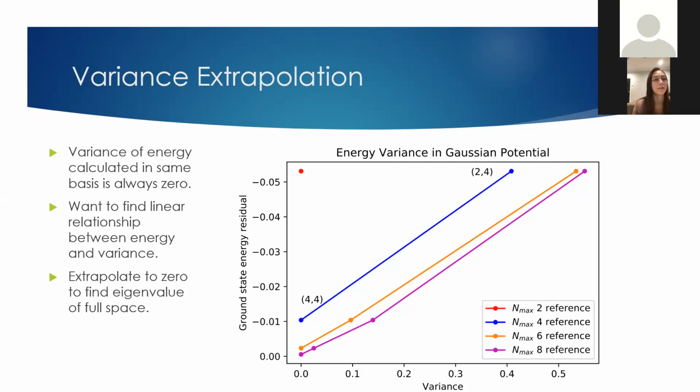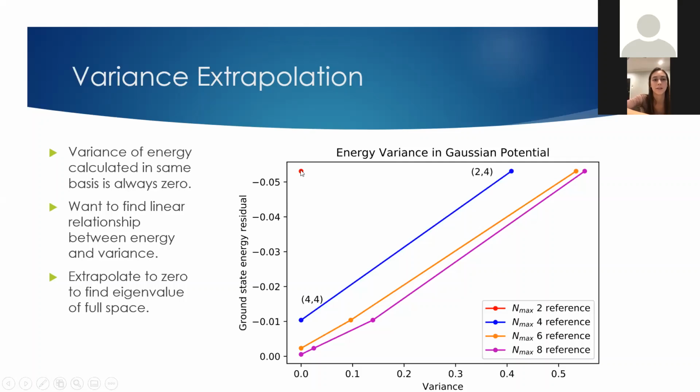So the extrapolation technique works because of some properties of variance. If you calculate the variance of energy eigenvalues of different approximate eigenstates, it's going to be non-zero unless you're calculating in the same basis state. So anytime you calculate the energy in the same basis, it's going to be 0 because it will be an eigenvalue of that basis. So here, for example, you have a basis size of 2, and the variance of the energy in this basis is going to be 0 because it's been calculated in the same basis.